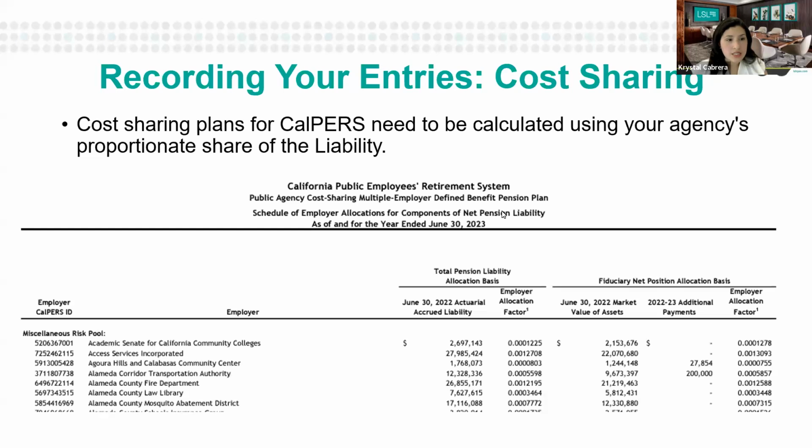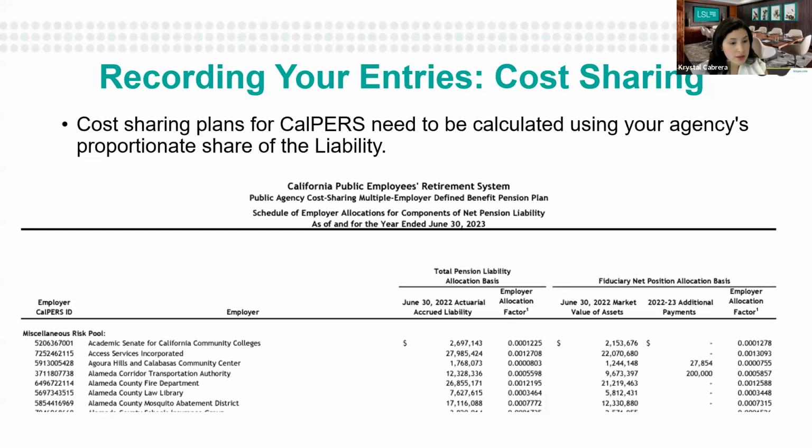Now, this is an example of what the different tables will look like, back when we were showing the examples, that schedule of proportions that we have from CalPERS. This is exactly what they give you. They basically say for your miscellaneous risk pool, they're going to give your specific agency an employee allocation factor. You will have one allocation factor for your total pension liability, so that's essentially the full liability within that plan that's related to you. And then you're also going to have a specific allocation factor for your fiduciary net position.